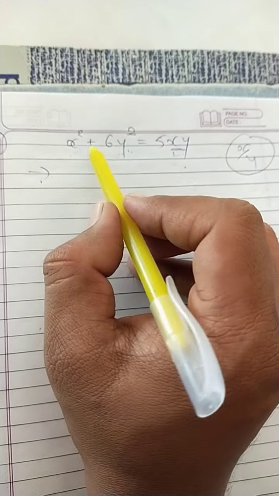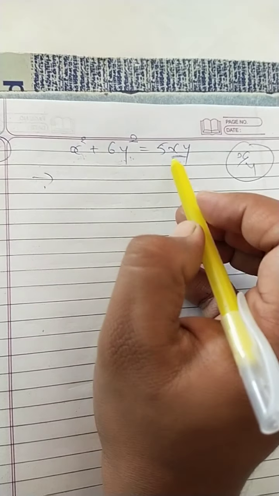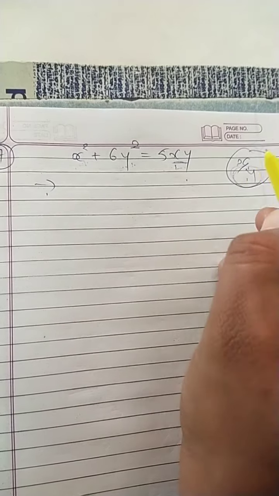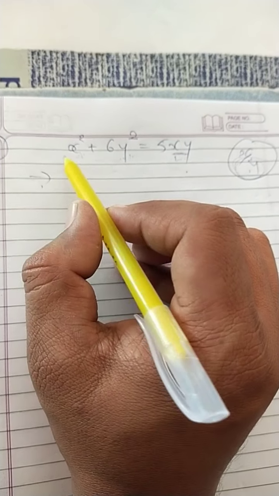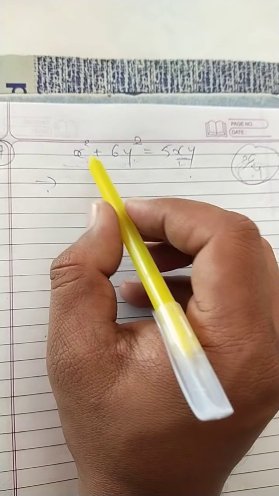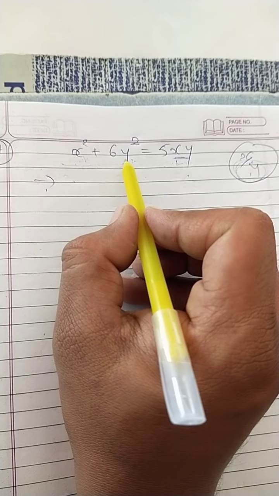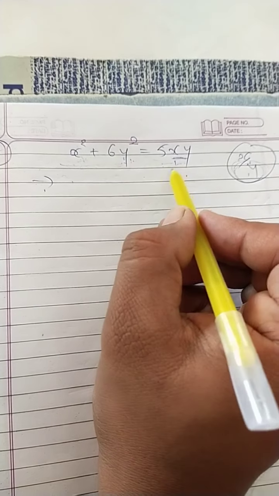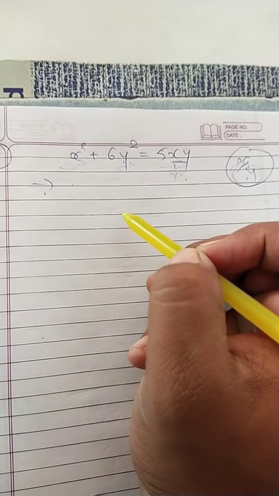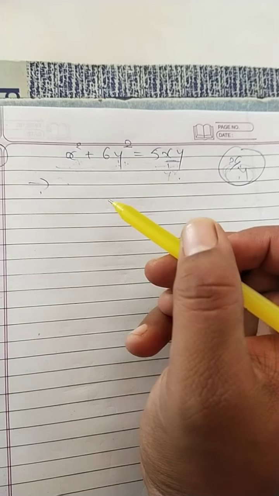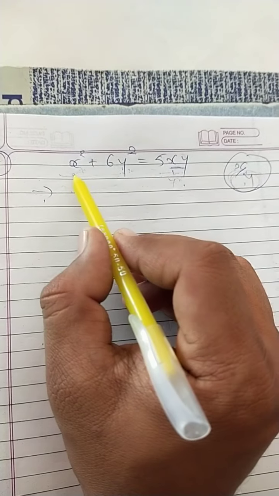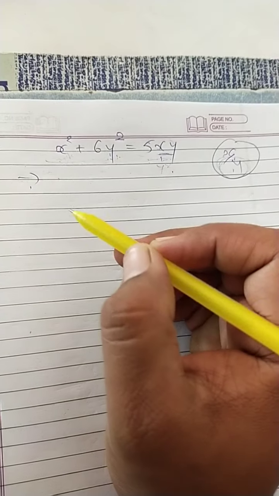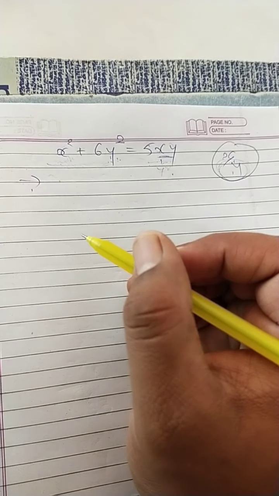Then if I want y in the denominator for every term, suppose that I'm dividing it by y square, then it will be x square upon y square. It will be only 6 and it will be 5x upon y, because if I divide it by y square, one y will be cut. Then also I can get an equation, and if I divide both terms by xy, then also I can get an equation. Okay, then we'll divide both sides by y square.